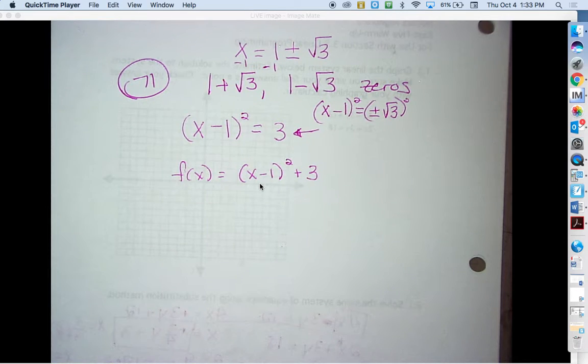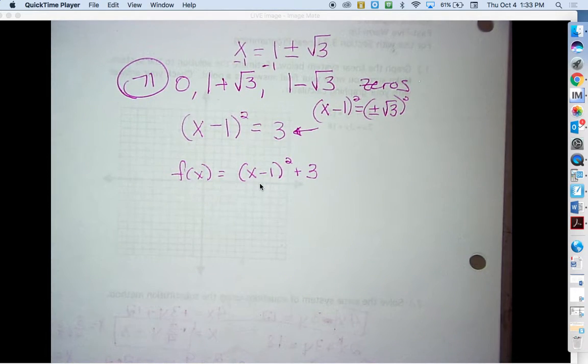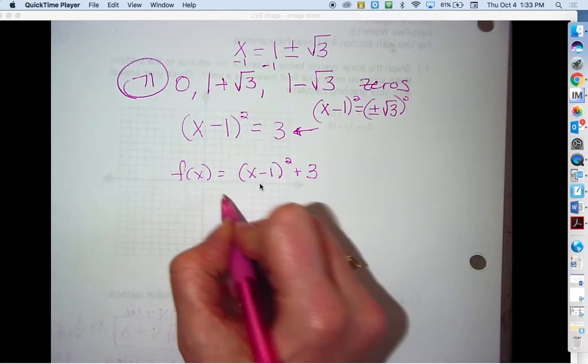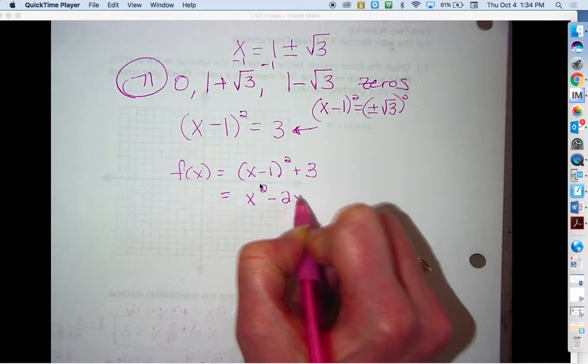However, if there was a third zero there, if it said that you had a zero at 0 as well, we would have to place that x in front and continue to multiply and FOIL the problem out. So if you multiplied this problem out, you would end up with x squared minus 2x plus 1.